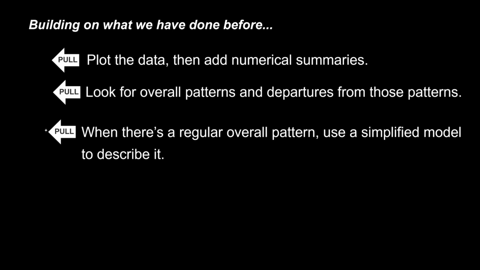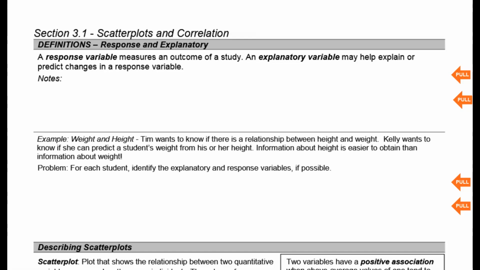In the previous chapter, we had quantitative variables that had a regular overall pattern, and we used a normal distribution, which was a simplified model, to describe that overall pattern. We're going to do something different in Chapter 3, and again, this is all building on what we've done before, but looking at it with two variables at a time rather than just one. So let's get started on section 3.1, which is about scatterplots and correlation. And yes, this is the new plot type that we will be using in this section when we're looking at relationships between two variables.